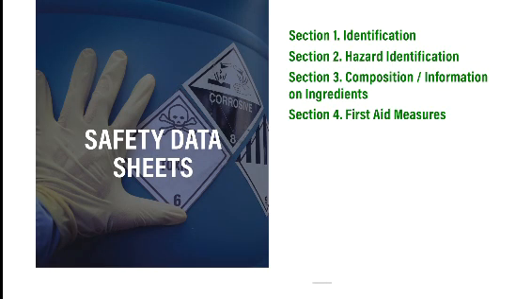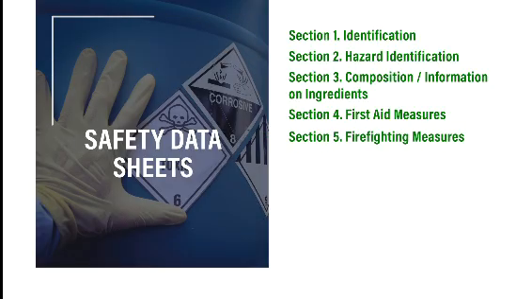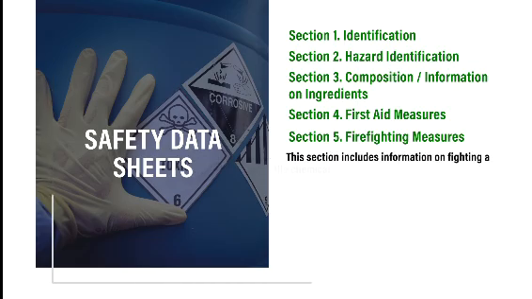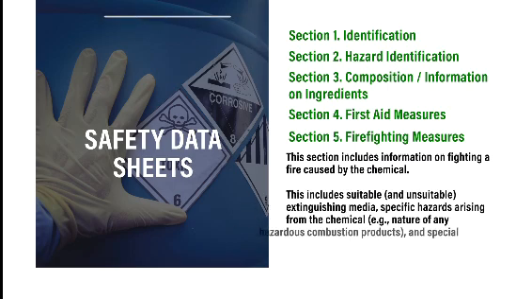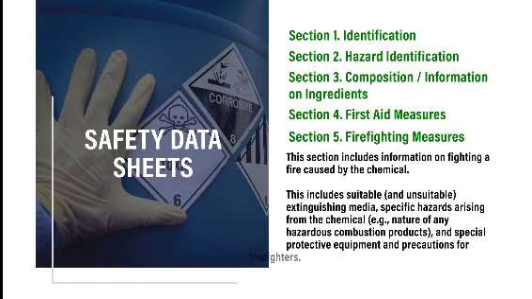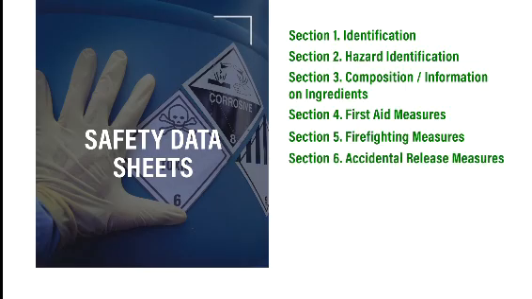Section 5 of the safety data sheet is in regard to firefighting measures. This section includes information on fighting a fire. This includes suitable and unsuitable extinguishing media, specific hazards arising from the chemical, and special protective equipment and precautions for firefighters. Section 6 of the safety data sheet.